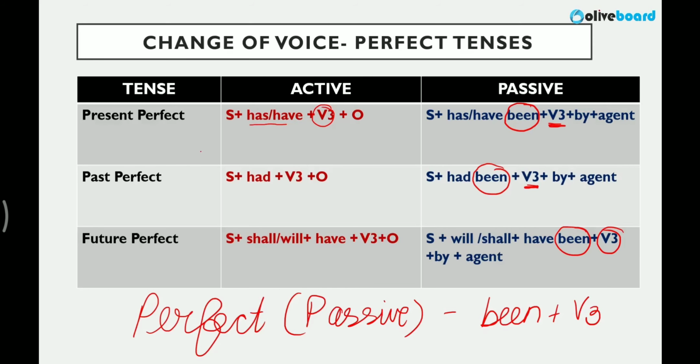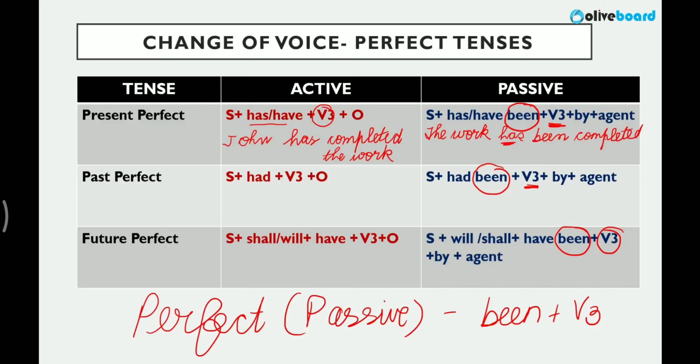right? Let's see present perfect example. John has completed the work. Next, how will you change it into passive? Obviously, the work, we swap the subject and the object. So the work will come first. Verb will be singular according to verb. So has. Then we use been. Third form is again completed only. So has been completed, V3 completed by John. Guys, not very tough. Just keep the major pointers in mind.